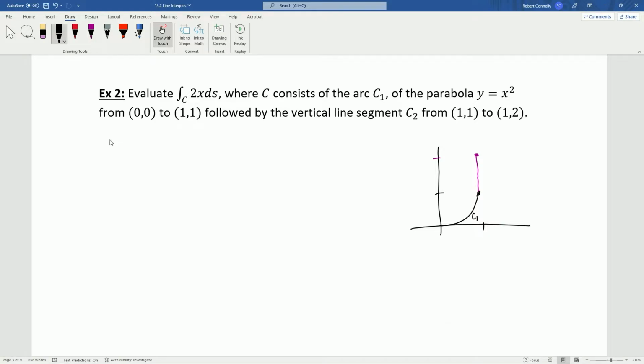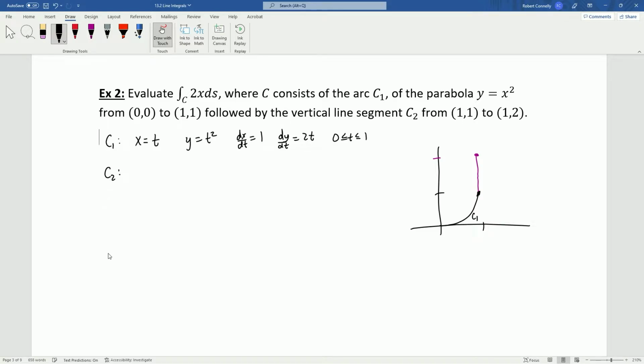Now, we've got to figure out how to parameterize these curves. So let's just start with C1. C1's pretty straightforward. We can always set x equal to our parameter. So make this x equals t, in which case y equals t squared. And then just keep in mind we are going to need dx/dt, which is 1, and dy/dt, which is going to be 2t. And we also need to keep track of what our values of t will be. In this case, x goes from 0 to 1, and t is equal to x, so t goes from 0 to 1.